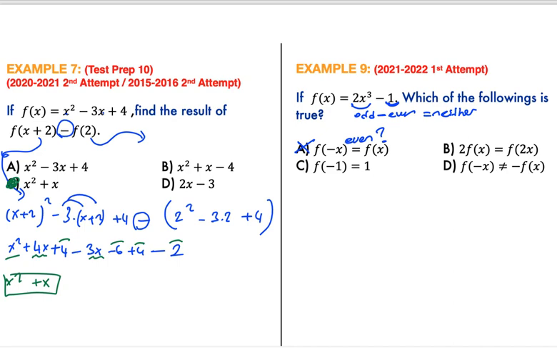Option B, 2 times f of x equals f of 2x. So now we can solve this. How do you solve option B? Multiply 2 by f of x, which is 2x cubed minus 1. This is f of x, 2x cubed minus 1. So you are multiplying 2x cubed minus 1 by 2. So again, be careful about the bracket. Is the same as f of 2x.